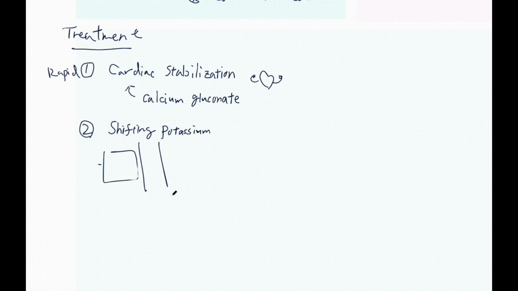The next step is shifting potassium into cells. This is most commonly accomplished with insulin administered together with glucose. Insulin drives potassium into cells, while glucose prevents hypoglycemia.